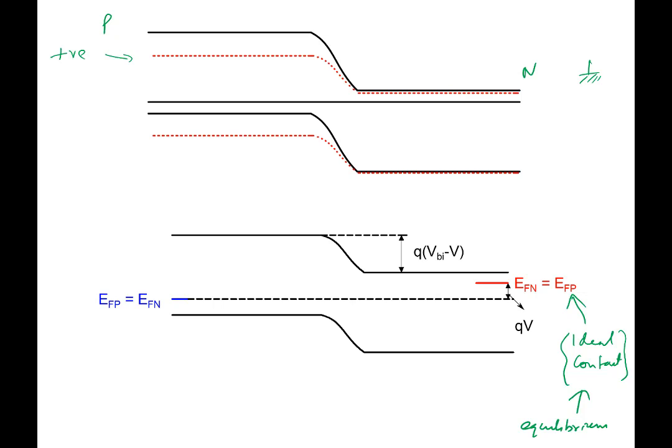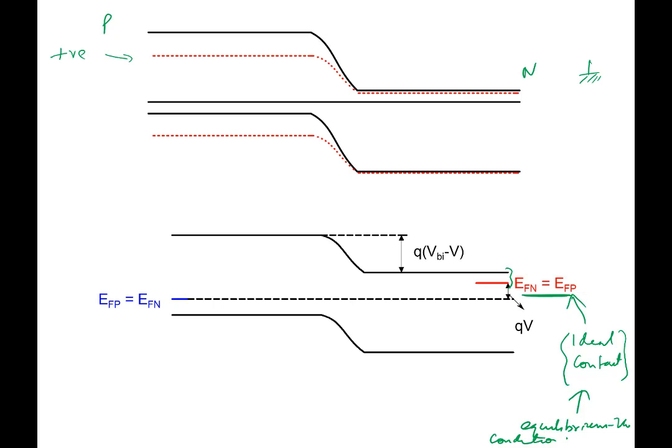obviously it's not strictly in equilibrium, but equilibrium-like condition will always be there at the ideal contact. So we are assuming ideal contacts, and that's why we are assuming that EFN equals EFP, and it stays at the same place with respect to the Fermi level.